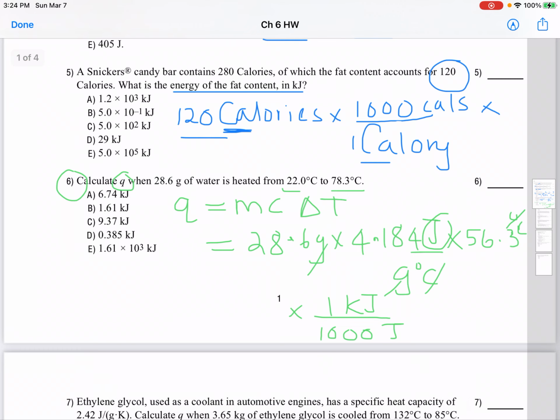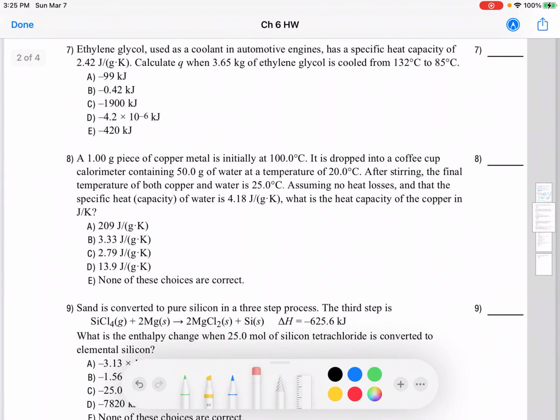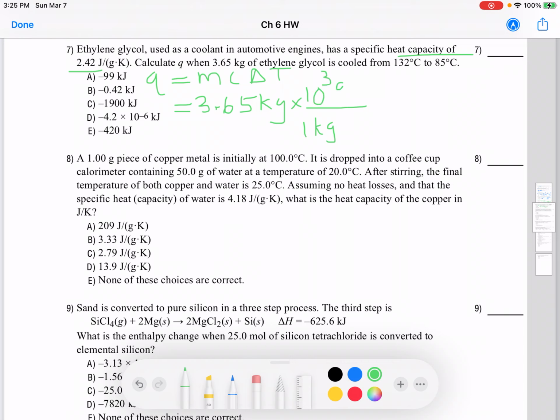Okie doke. Next one. Number 7. Ethylene glycol. Alright. It has a heat capacity of 2.42. We want to calculate Q when 3.65 kilograms of ethylene glycol is cooled from 132 to 85 degrees Celsius. Again, we're going to be using the same equation like before. Q equals mc delta T, and your mass is going to be 3.65, and it's in kilograms. Your heat capacity is given in joules per gram per Kelvin. Well, we're going to keep it in kilojoules at the end. Maybe we can just leave it like that, or we can go ahead and convert it to grams. 1 kilogram equals 10 to the power 3 grams.